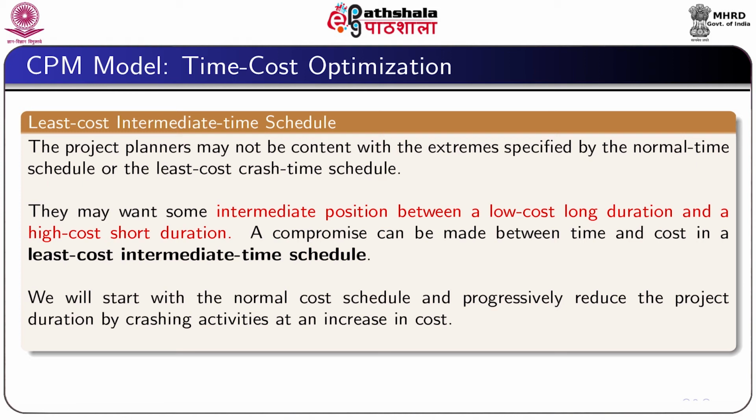Now, we proceed to discuss the least cost intermediate time schedule. In most situations, the project planners will not contend with the extremes specified by the normal time schedule or least cost crash time schedule. They may want some intermediate position between a low cost long duration and a high cost short duration. A compromise can be made between time and cost in a least cost intermediate time schedule. Here we will start with the normal cost schedule and progressively reduce the project duration by crashing activities at an increase in cost.